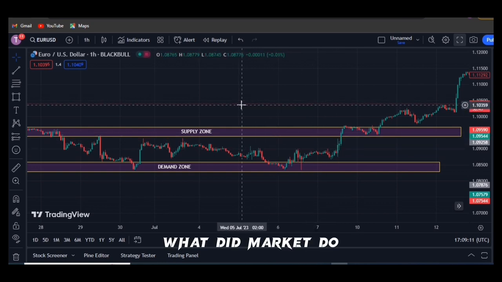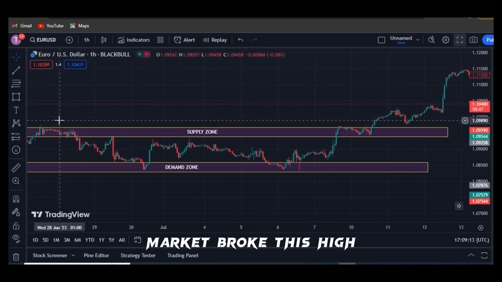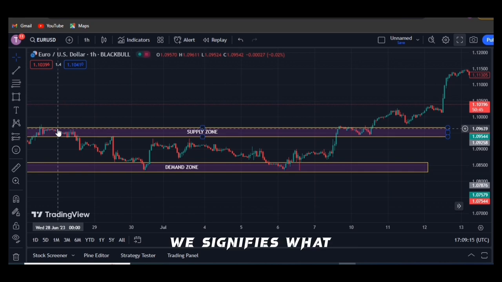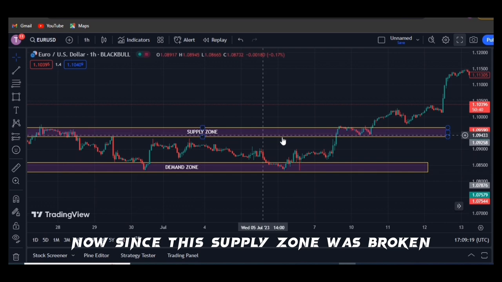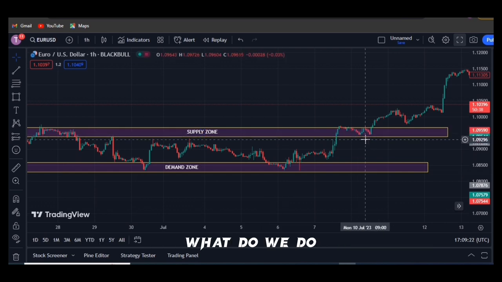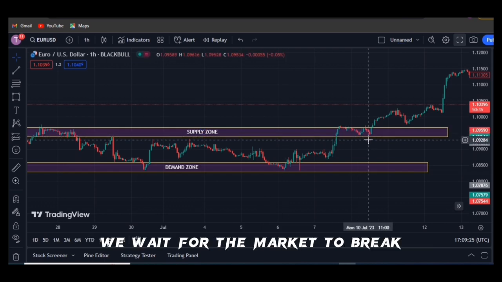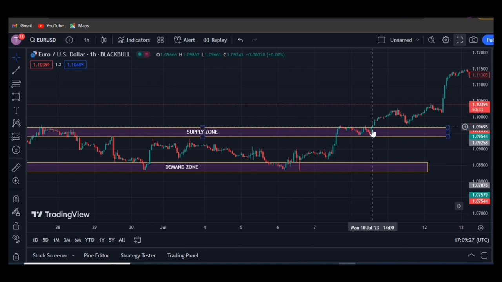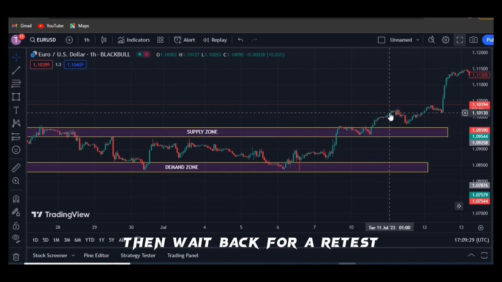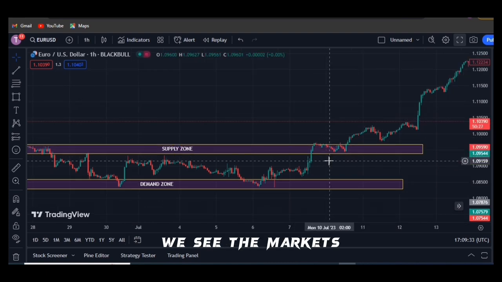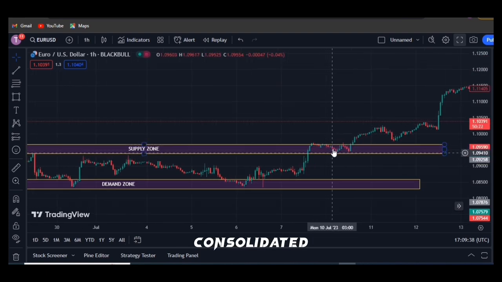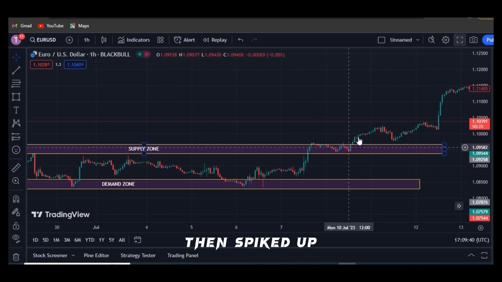Then finally, what did the market do? The market broke this high, which signifies what? A change in market trend. Now, since this supply zone was broken, what do we do? We wait for the market to break the supply zone successfully, then wait for a retest. What happened here? We see the market broke the supply zone, consolidated, then spiked up.